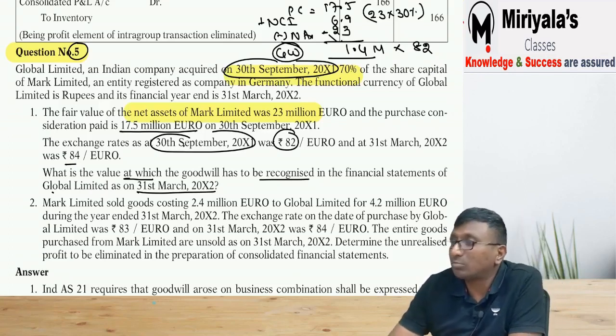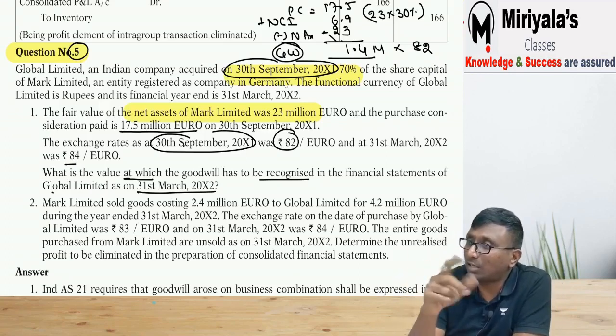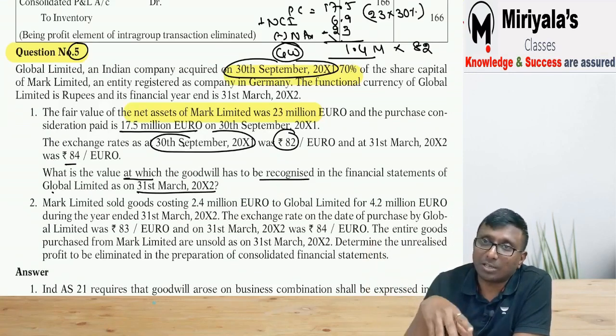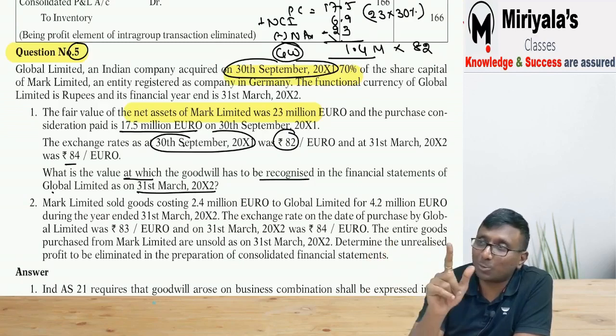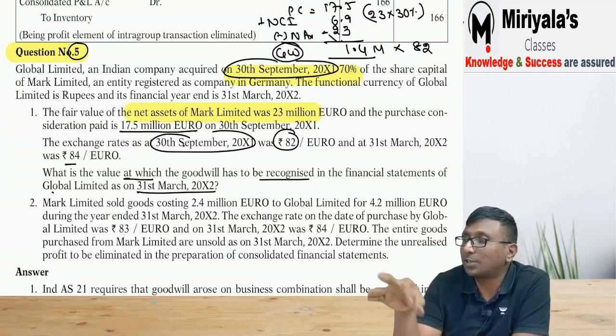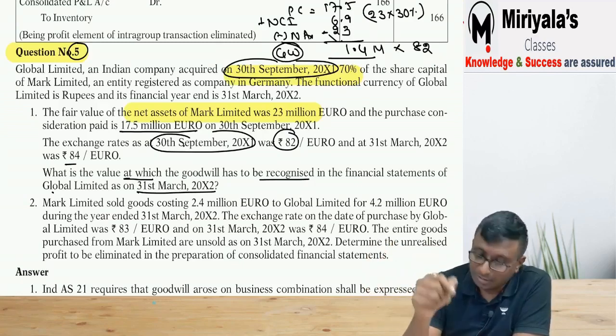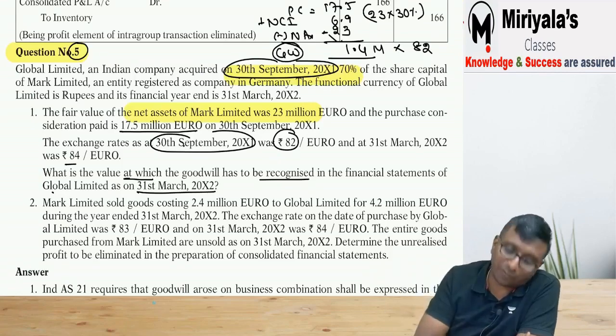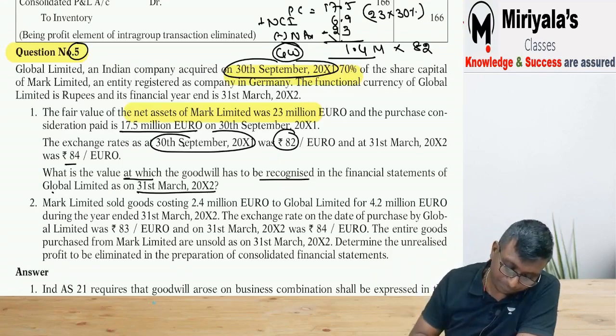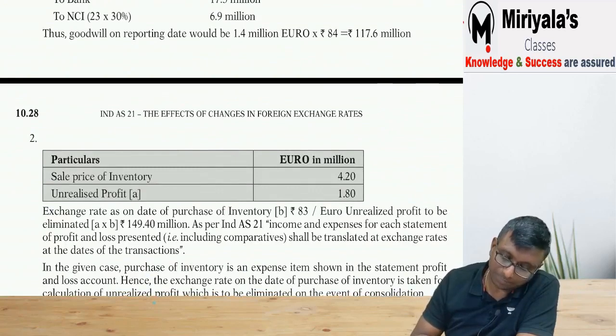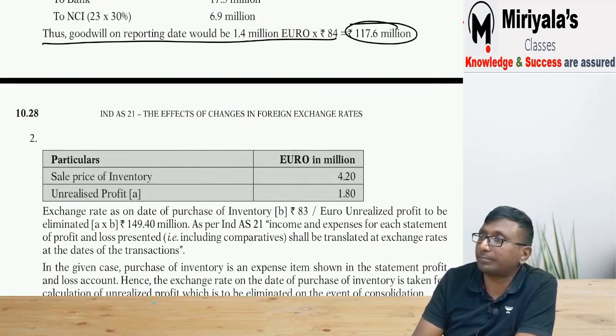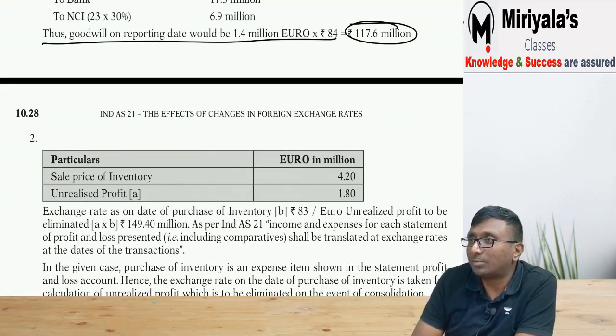It is related to a non-integral foreign operation. All assets and liabilities are supposed to be translated using the closing rate, irrespective of monetary and non-monetary. That's why multiply 1.4 into 84. How much does it come to? That is the goodwill. Since it relates to a non-integral foreign operation, we have to do it this way. Every year restatement will happen.